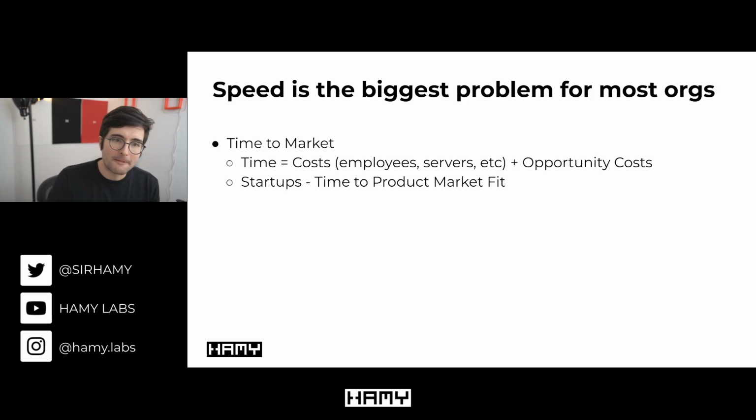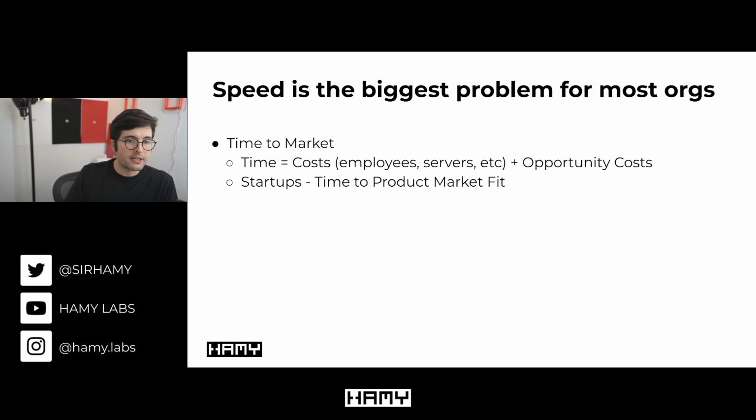And now I want to go to speed. I think for most organizations, most companies, speed is actually the biggest problem. And the reason is because this ties directly into money, right? The speed at which you can ship software is directly proportional to the time to market for whatever feature it is, whatever kind of business tactic you're trying to make. And so time to market has a lot of costs. It's the cost of actually paying your employees, of paying for the server so that the site's up, anything like that.